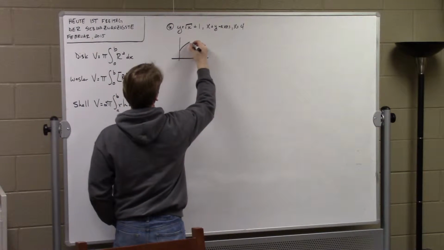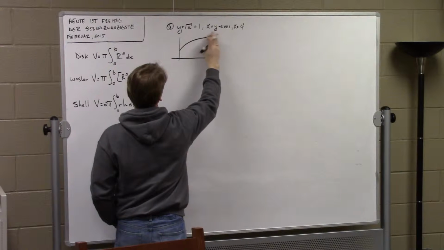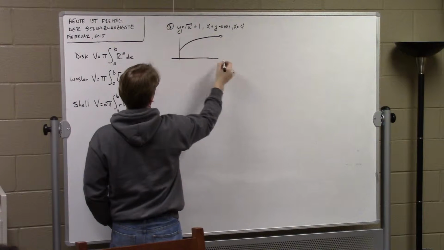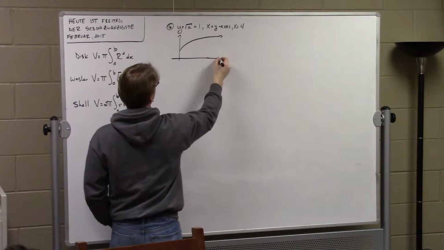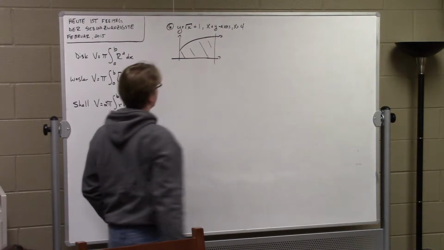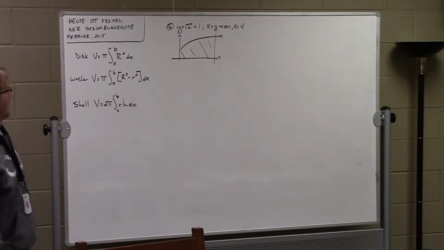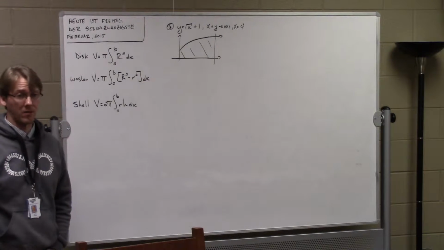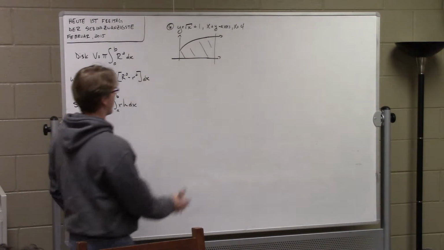Here is the square root of x plus 1. Go a little bit further than that. Here's the x-axis and y-axis right here, and then here's the line x equals 4. So here's the area in question. This is not washer. If you do use washer, your inside radius is 0. So knock yourself out there.